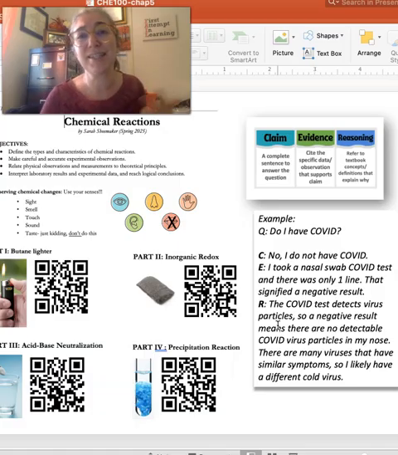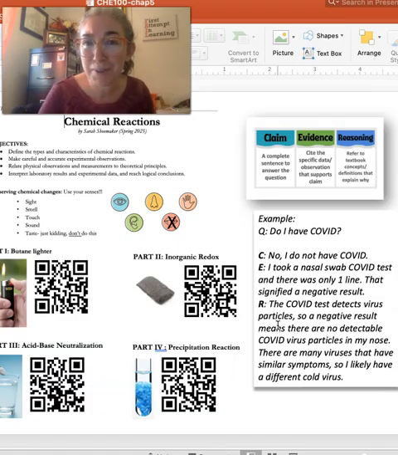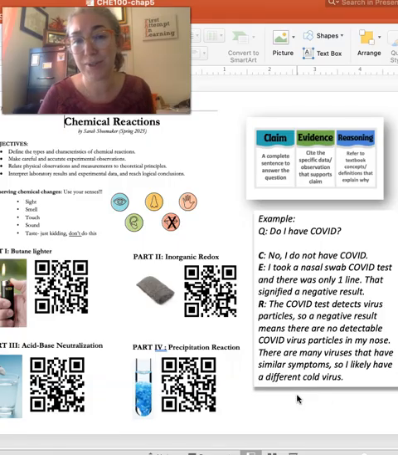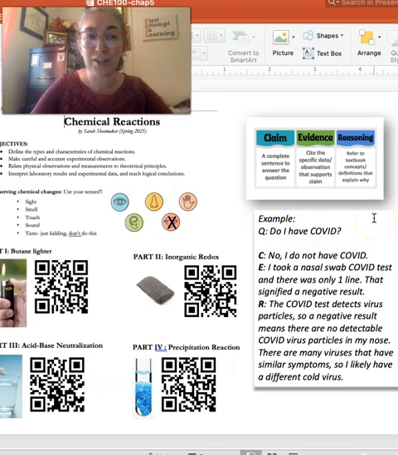So on a scientific level, what's going on, that negative test means that I don't have any virus particles in my nose. The COVID test detects virus particles. If I have a negative result, it means there's no detectable COVID virus particles in my nose. So it's probably another virus that's causing my cold symptoms. And that is supported by the fact that there are many, many viruses that cause cold-like symptoms. So that is a thorough response to this question, do I have COVID, where you're providing your evidence and you're providing your reasoning.